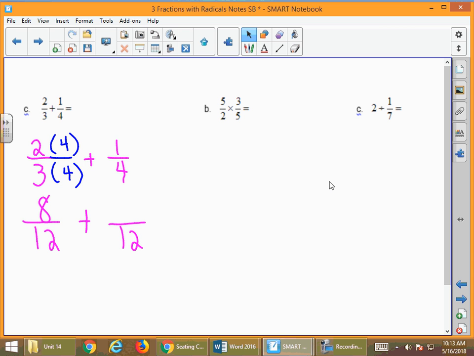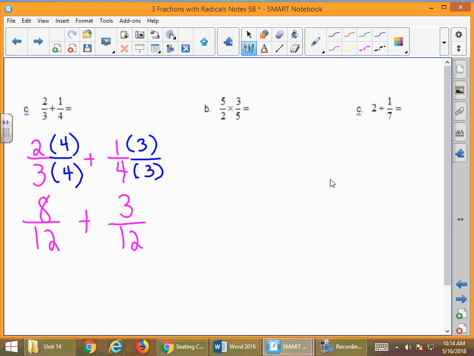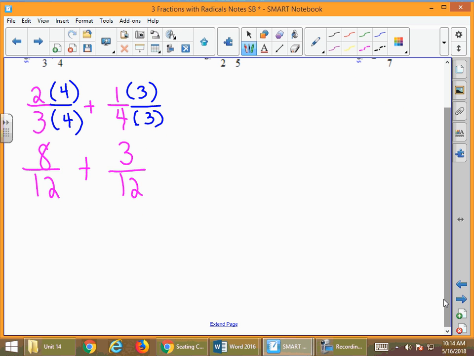Same kind of idea with the 1/4. 4 times 3 is 12. If we multiply the bottom by 3, then we need to multiply the top by 3. And 1 times 3 is 3. Now that we have a common denominator, we can add these two together. All that we need to add is the numerator. 8 plus 3 is 11, divided by 12.